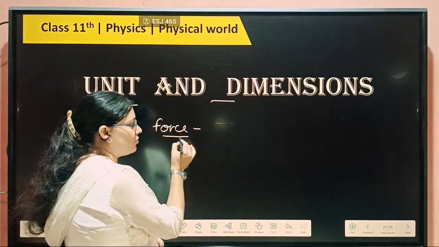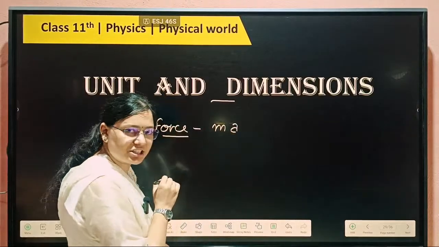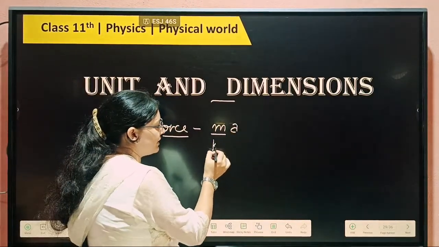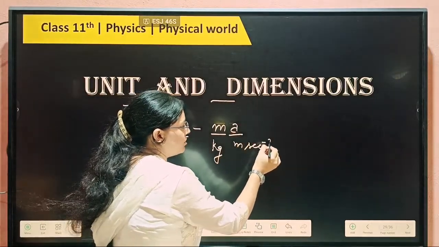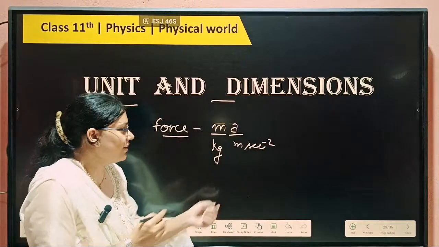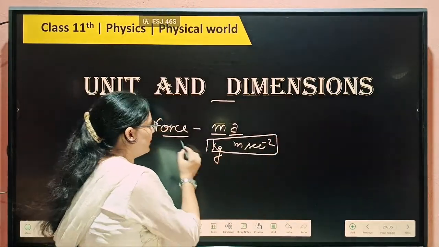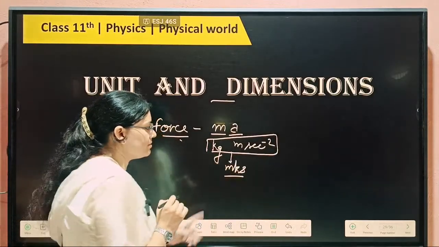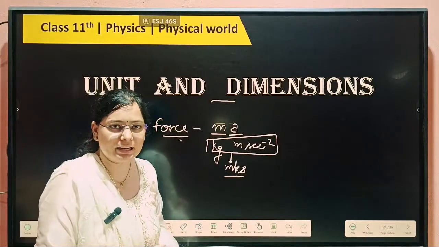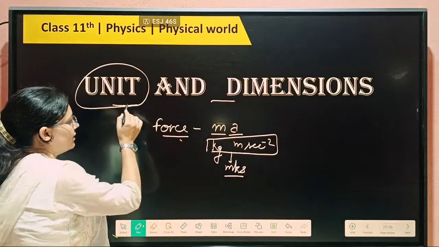For example, for force, the formula is equal to mass into acceleration. Mass we can write as kg, acceleration we can write as meter per second square. Then when we put these in the formula, it will be the SI unit of force. We can say that is the MKS unit. MKS means meter kilogram second. This is the SI unit of force.